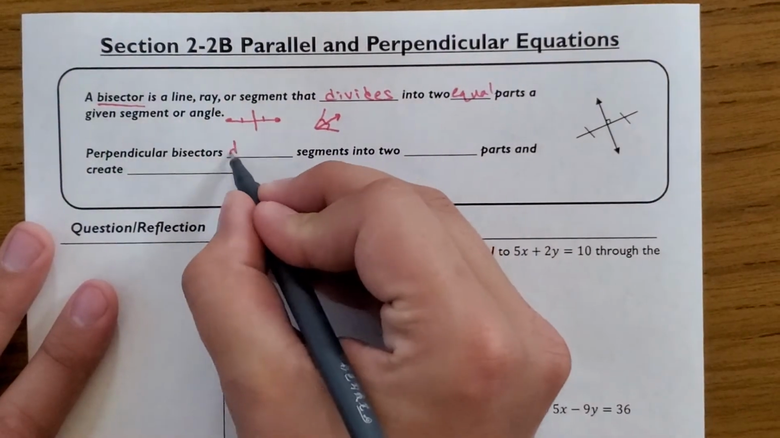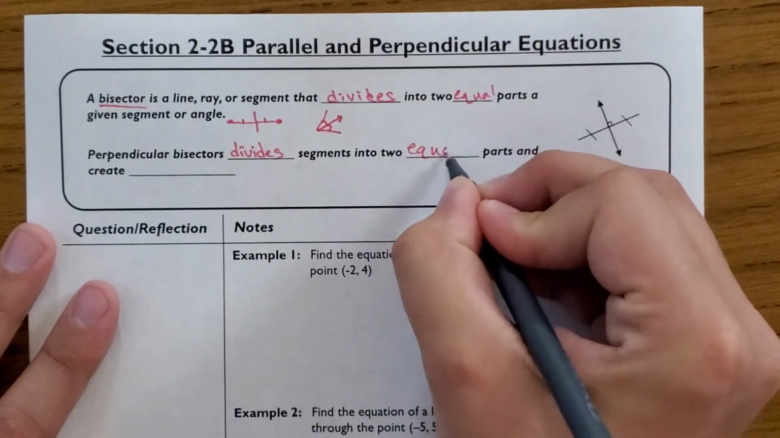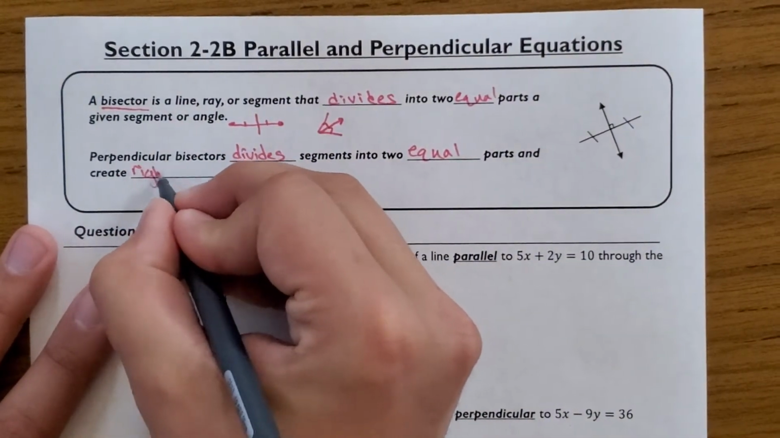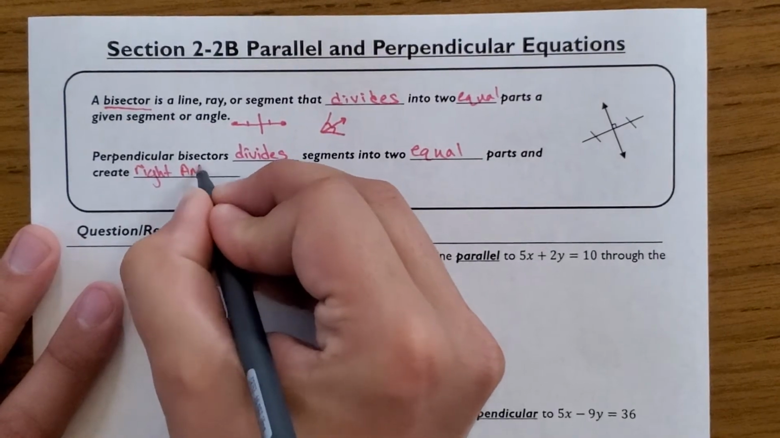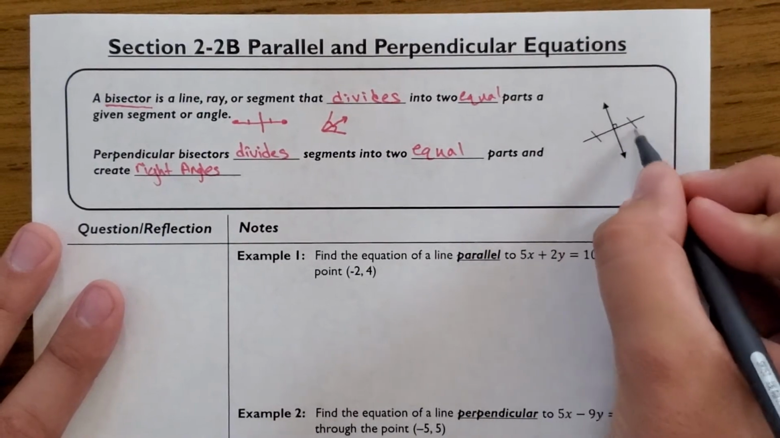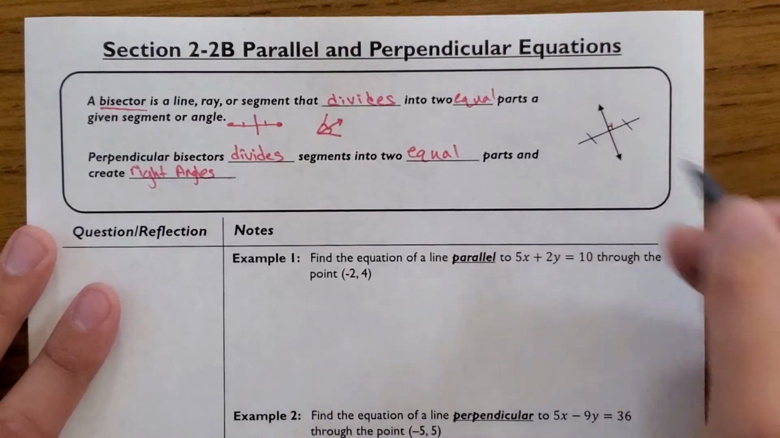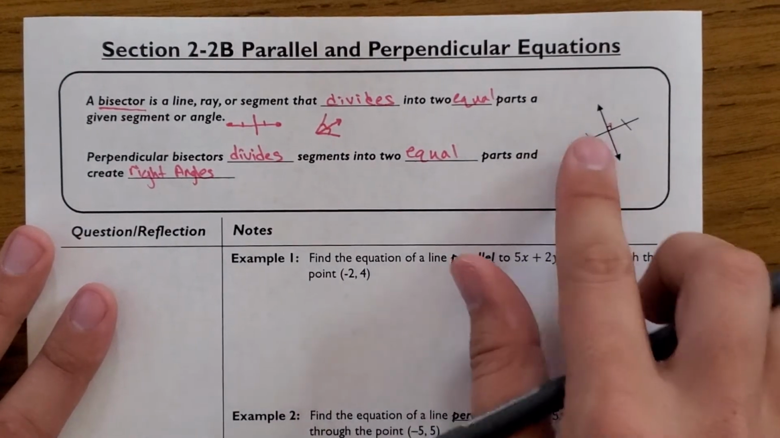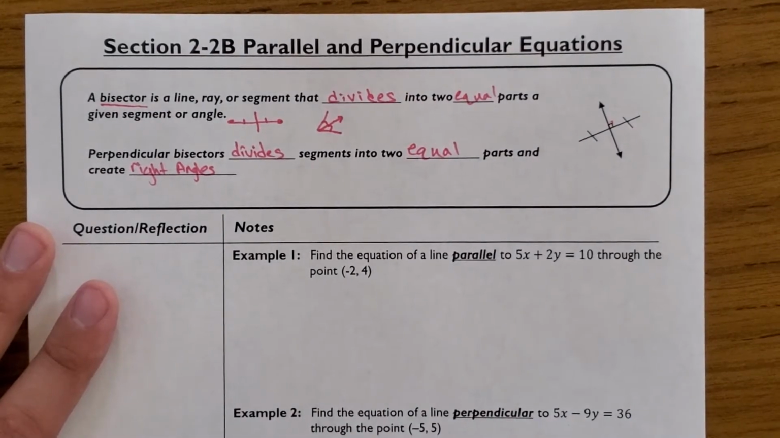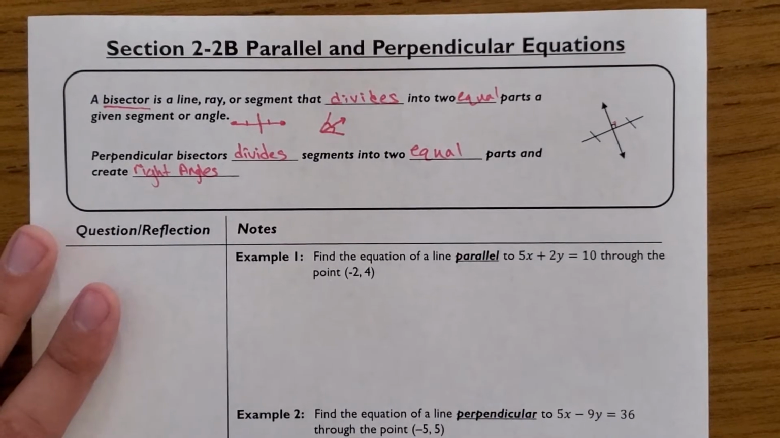It's going to divide the segment into two equal parts again, but this time it's going to also create right angles because it's perpendicular. And you can see that picture is over here. You can see that this segment right here was separated into two equal parts, and it's creating a right angle right there. And actually all four of those would end up being right angles in this case because they are vertical and linear pairs to each other. So all four of those would be 90-degree right angles that are being made by that perpendicular bisector. Like I said, that's going to be useful in just a few minutes.